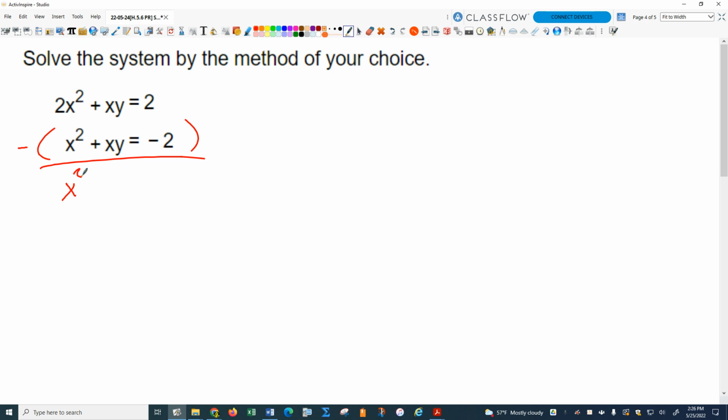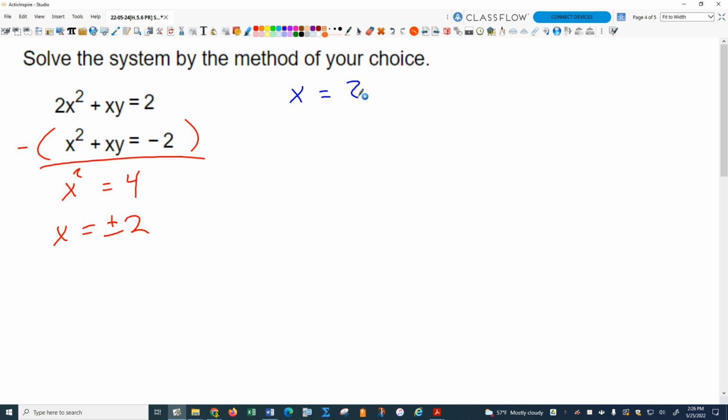2 minus -2? 4. There we go. So then x is equal to what? Plus or minus 2. And again, we would just need to check both of those. So if we check x equals 2, we could plug that into either equation. What if we plug it into the bottom equation?